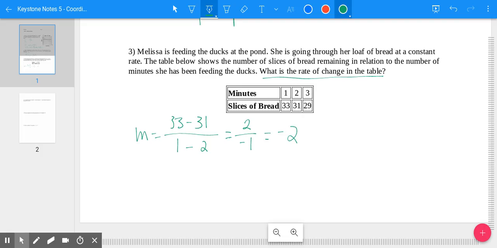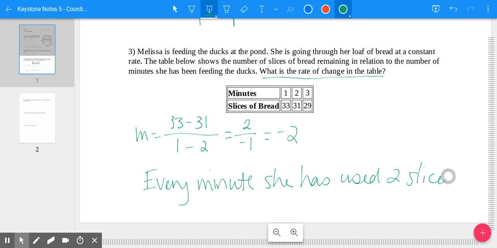And if we read through the scenario again, it says she's feeding the ducks on the pond. And if she's going through her loaf of bread at a constant rate, how many slices of bread are remaining in relation to the number of minutes she's been feeding the ducks? So what we could say here is every minute she has used 2 slices of bread. Essentially, each minute she has 2 less pieces in the bag to continue feeding the ducks.